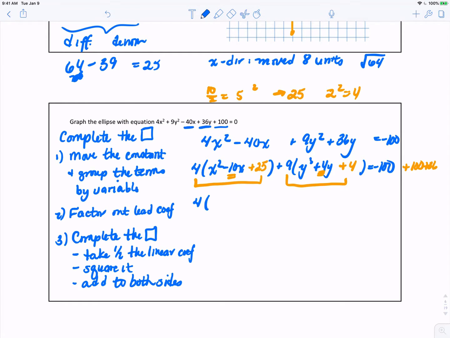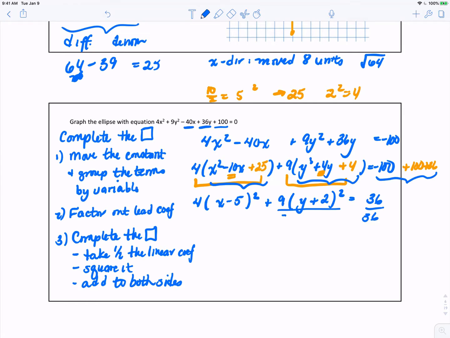So here we have 4, and this piece right here will factor as (x minus 5) times (x minus 5). In other words, (x minus 5) squared. That's why this is called completing the square. Here we have 9 times, and this piece here will factor as (y plus 2) times (y plus 2). In other words, (y plus 2) squared is equal to, and if we combine all of these terms, we have 36. Remember, standard form is equal to 1. So we'll divide all the terms by 36.